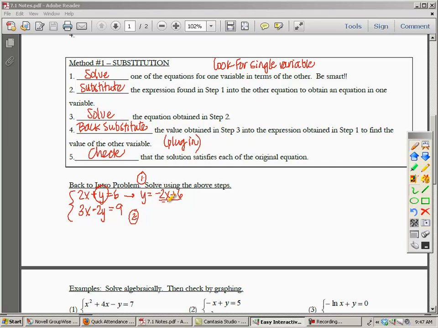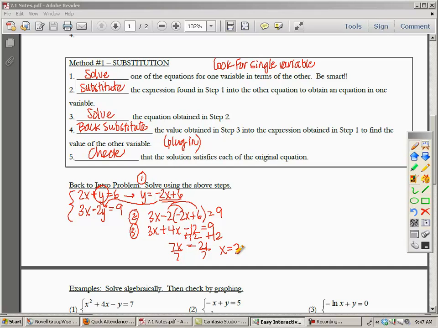So we're going to take this equation and plug it in for the y in the second equation. 3x minus 2 times negative 2x plus 6 equals 9. And now we're going to solve that equation. So I'm going to write 3 right next to it. If I distribute the negative 2, 3x plus 4x minus 12 equals 9. If I add 12, 7x equals 21, and I divide by 7 to get that x is 3. So we solved and got one of the variables.